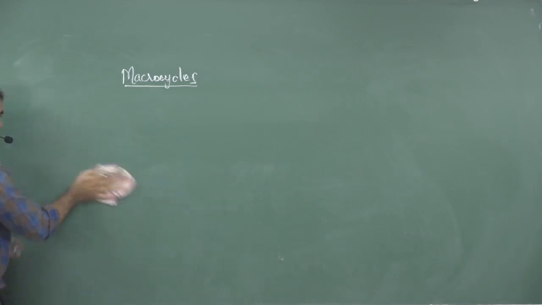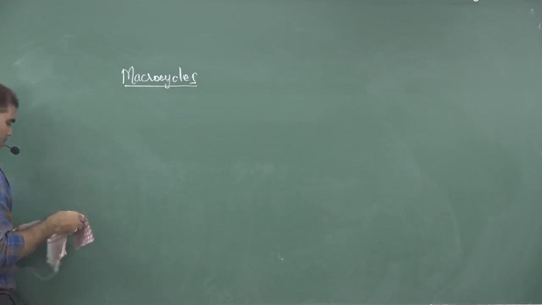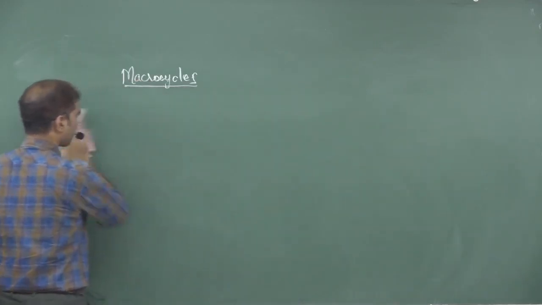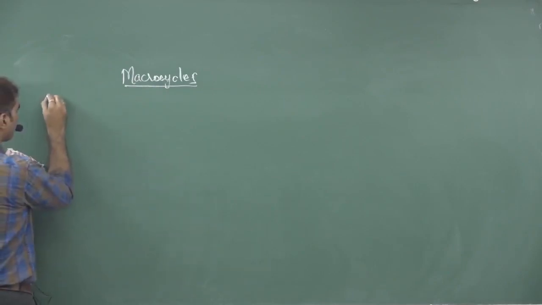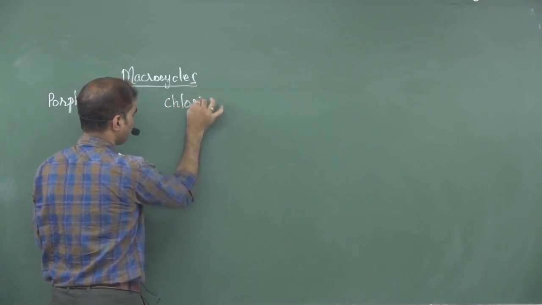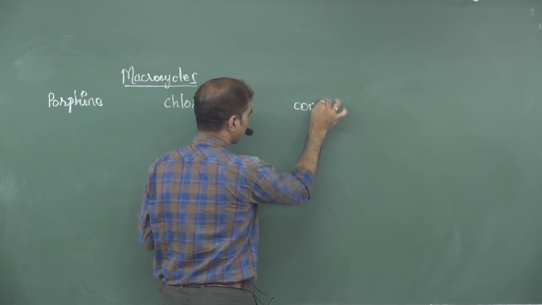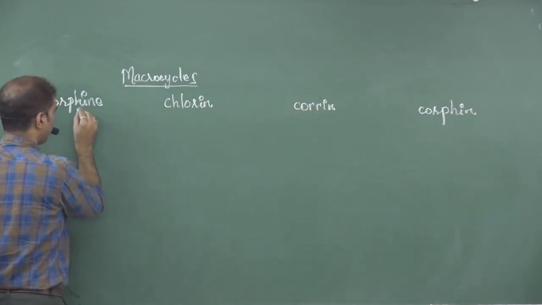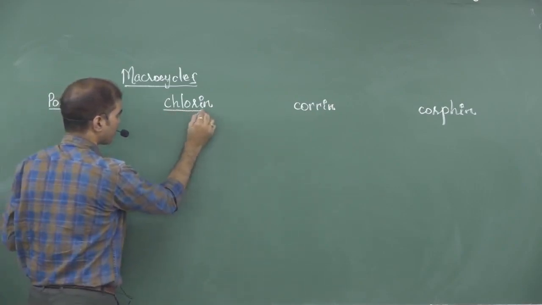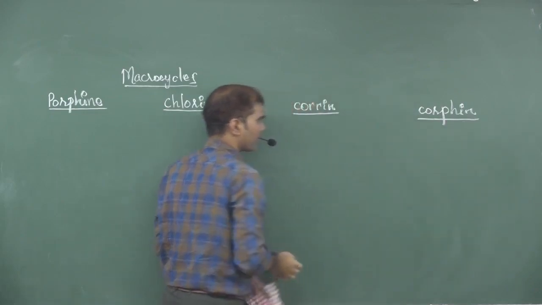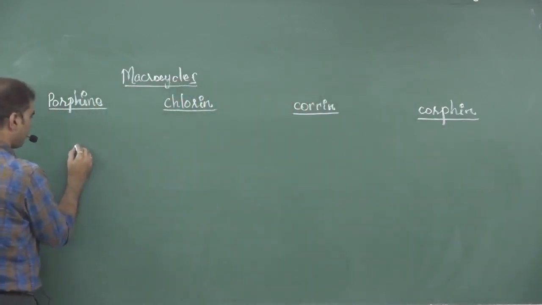Some of them are called macrocycles. The most commonly found macrocycles in living organisms are, first, porphyrin, chlorin, corrin, and corphin.